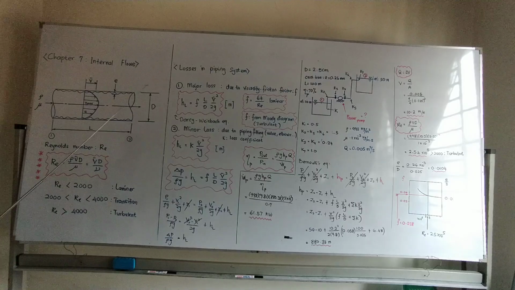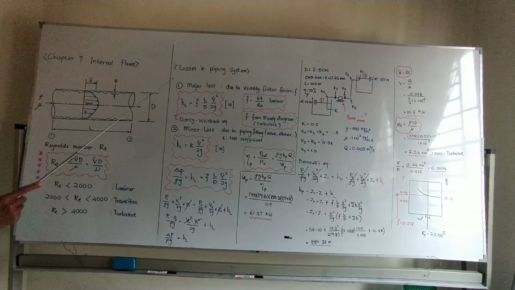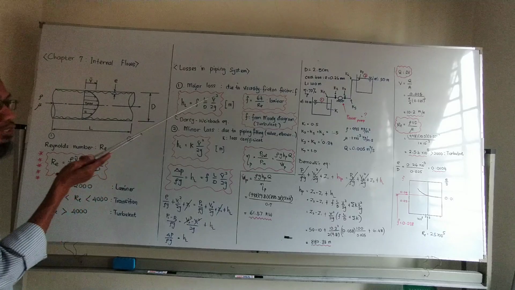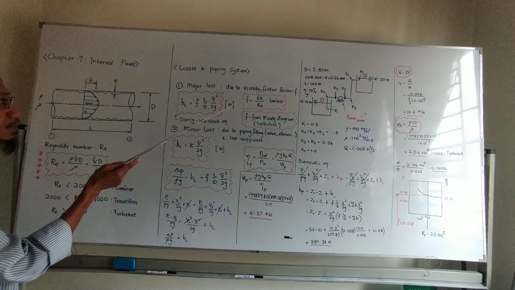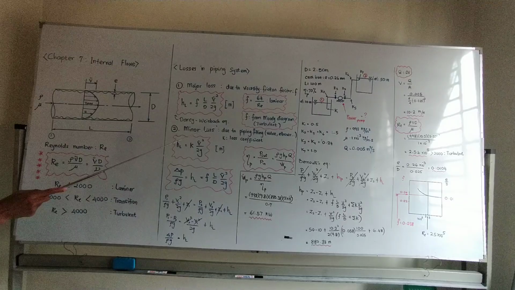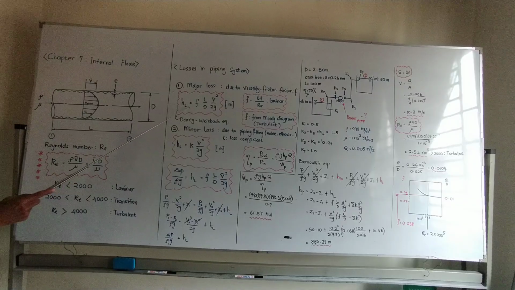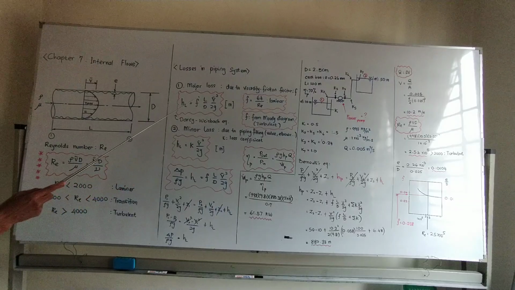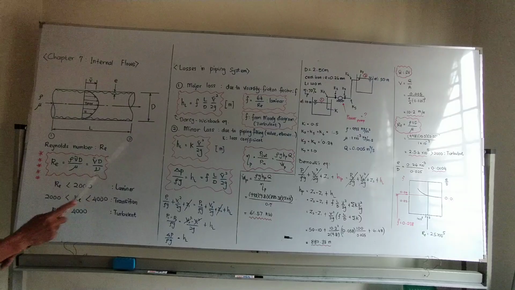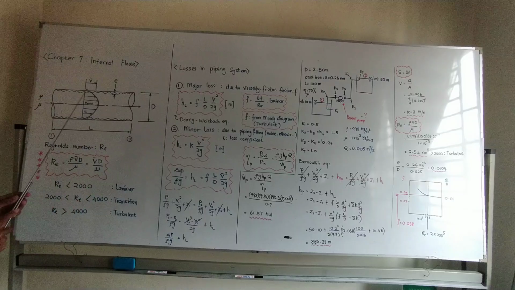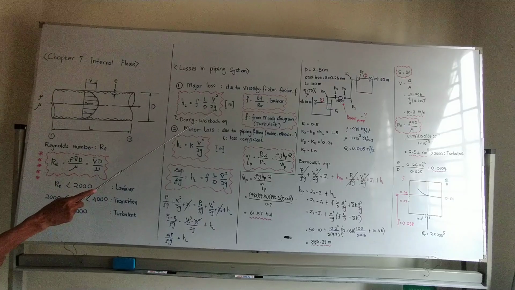In the piping system, there are two losses. First is the major loss, due to viscous resistance or viscosity, which involves the friction factor f. From the Darcy-Weisbach equation, head loss hL equals f L over D times V squared over 2g. Here f is the dimensionless friction factor due to viscous resistance, L is the pipe length, D is the pipe diameter, and V is the mean velocity of the fluid in the pipe. g is gravity, 9.81.